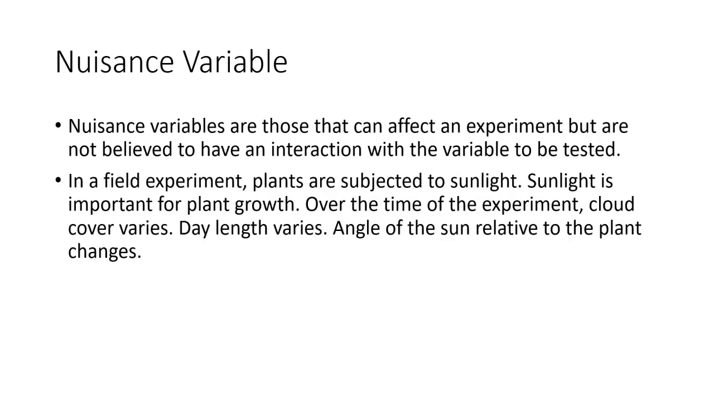In a field experiment, plants are subject to sunlight. Sunlight is important for plant growth. Over the time of the experiment, cloud cover varies. Day length varies. Angle of the sun relative to the plant changes. Since all of the plants are subject to these, they are believed not to have an interaction with the tested variable.